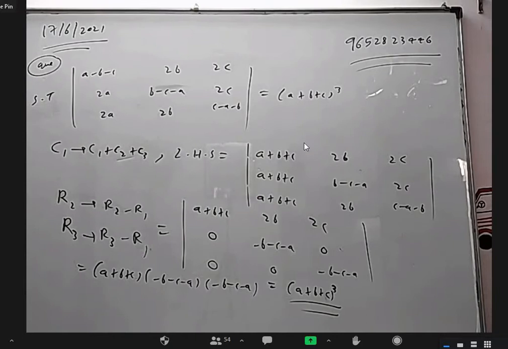9652823446. Okay, Saket Rokam, are you there in the class? Saket Rokam? No. Maybe yesterday one student came. He is from another section. Maybe he came here by mistake. It's okay.